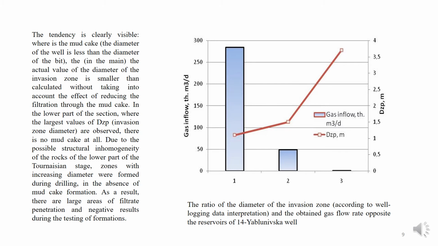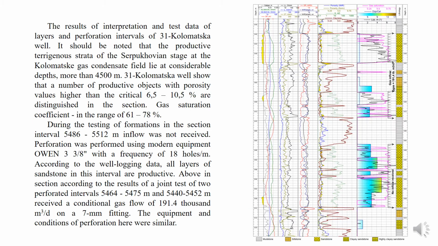The tendency is clearly visible. Where there is mud cake, the diameter of the well is less than the diameter of the bit. As a rule, the actual value of the diameter of the invasion zone is smaller than calculated without taking into account the effect of reduced filtration through the mud cake. In the lower part of the section, where the largest values of the diameter of the invasion zone are observed, there is no mud cake at all. As a result, there are large areas of filtrate penetration and negative results during the testing of the formation.